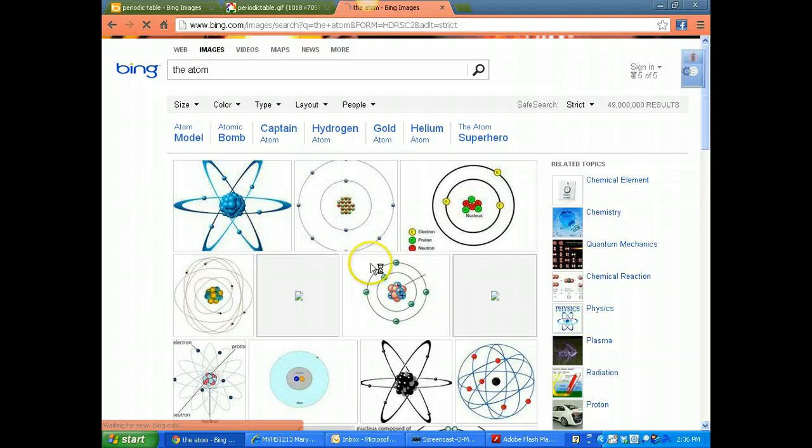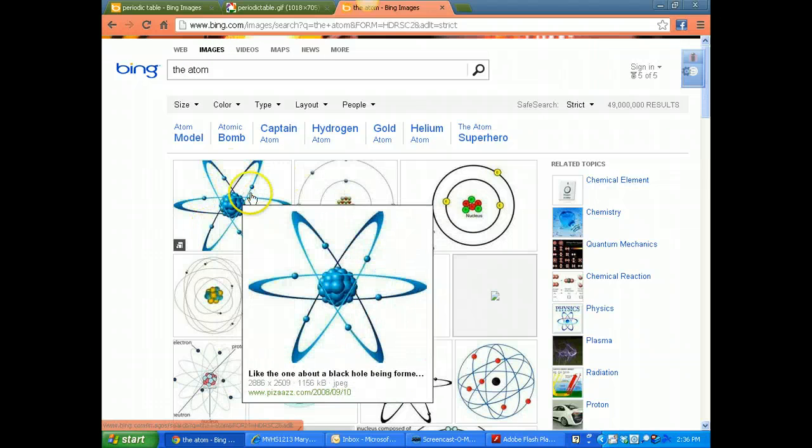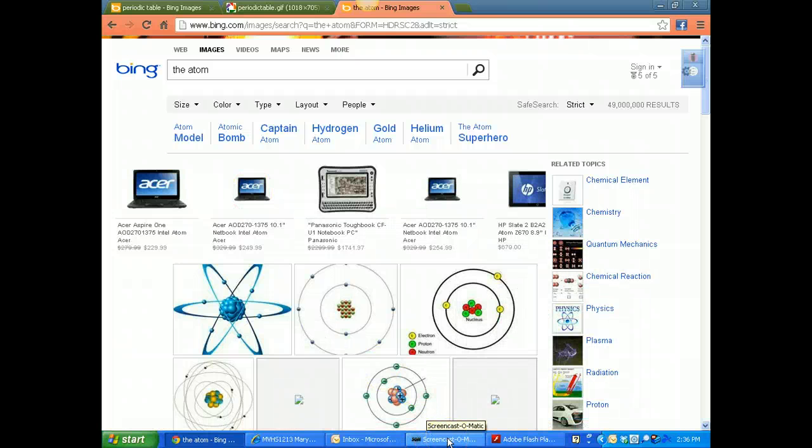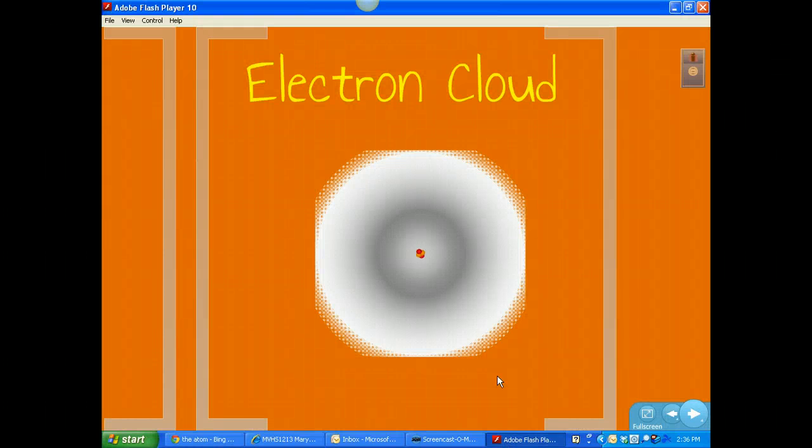But it's wrong, okay? They don't move around in perfect little circles like that, okay? They don't move around in what we call orbits. So back to here. The electrons are just found outside of that nucleus in what's called an electron cloud. So there's your two regions, okay?